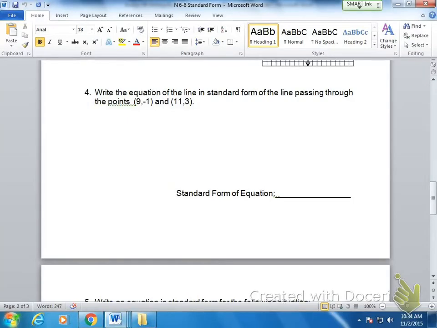All right, guys, so here's part B of note 6.6. We're going to start with example number 4. It says, write the equation of a line in standard form of the line passing through the points (9, -1) and (11, 3). Now, to do this, we're first going to have to find the equation the way we've been doing it. Then we're going to have to move it to standard form.